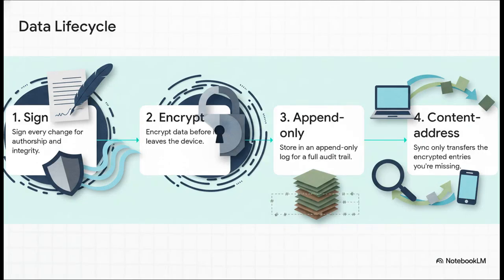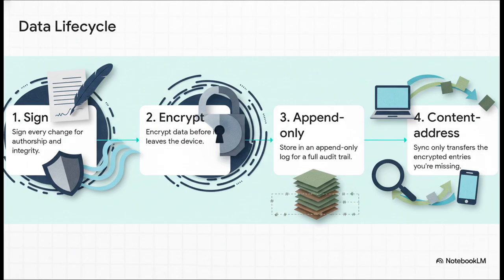Okay, this really breaks down the whole life cycle of your data into 4 key steps. First up, sign. Every single change is cryptographically signed. This proves who made the change and that it hasn't been tampered with. Step 2, encrypt. And this is critical. The data gets encrypted before it even thinks about leaving the device. Then third, it's append only. Everything is stored as a log that you can only add to, which gives you a complete tamper-proof audit trail.